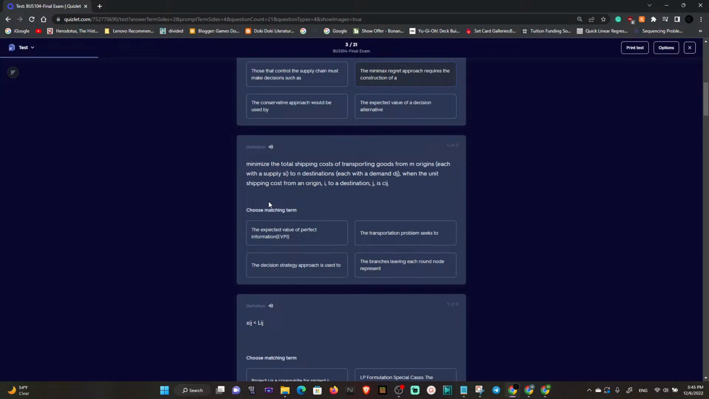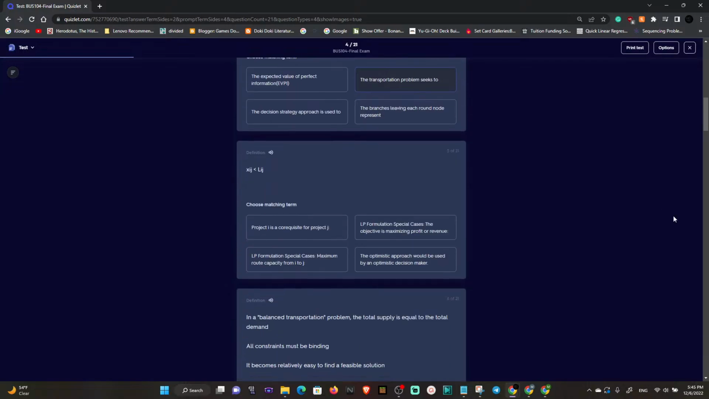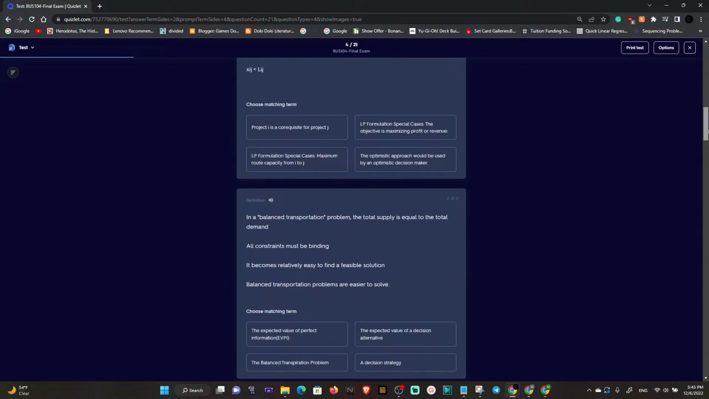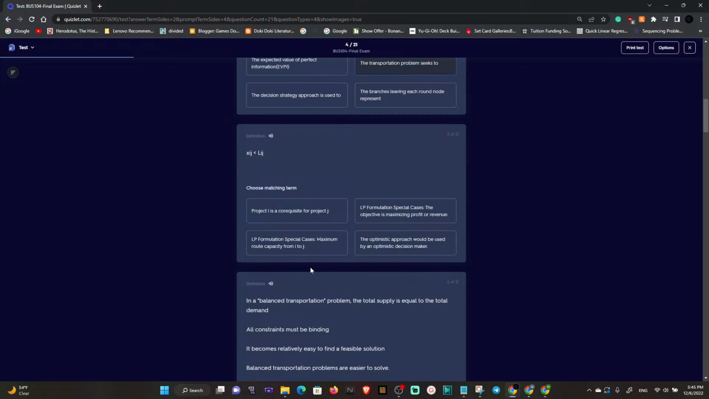Minimize the total shipping cost of transporting goods from M origins, each with supply Si, to N destinations, each with a demand Dj, when the unit shipping cost from an origin i to a destination j is Cij. Hold on. That's what the transportation problem seeks to do. You're up. Xij less than Lij. It's something about maximum. Yeah. Maximum. It should be B.